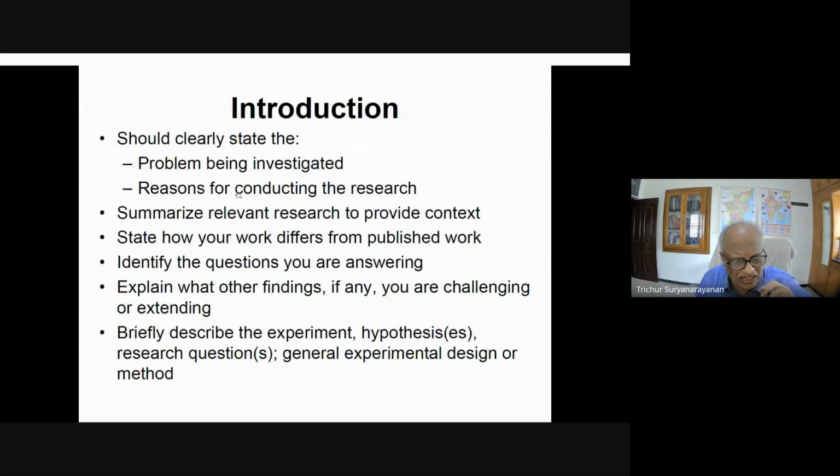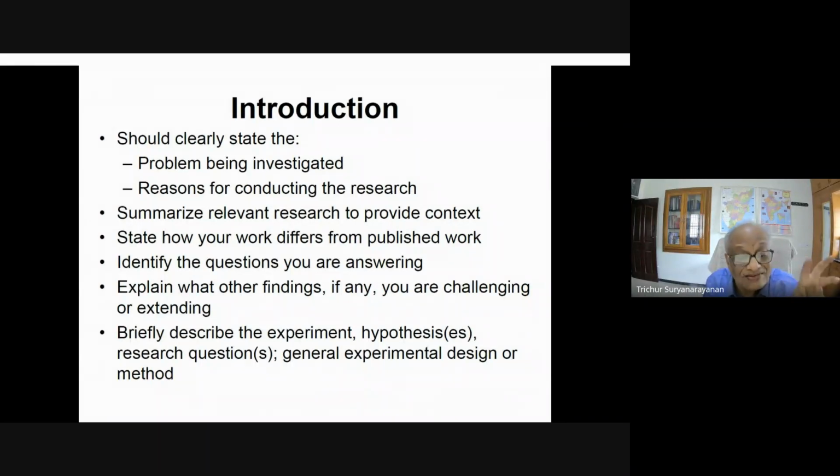The introduction should clearly state the problem that you investigated and the reasons for conducting the research. Then it should summarize the relevant research to provide context. You should say what others have done so far, and then what it is that you have done in relation to what others have done. So state how your work differs from already existing published work. Then in the introduction, you identify, these are the things that I am answering here, unexplored or whatever. And explain what other findings, if any, you are challenging or extending. There may be somebody who would have said something.